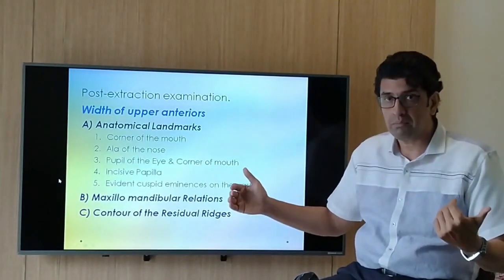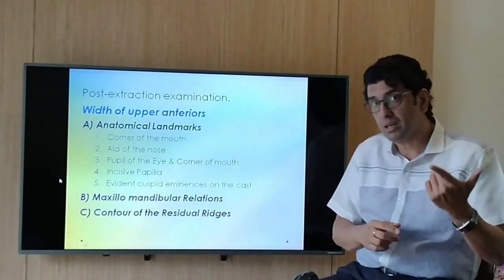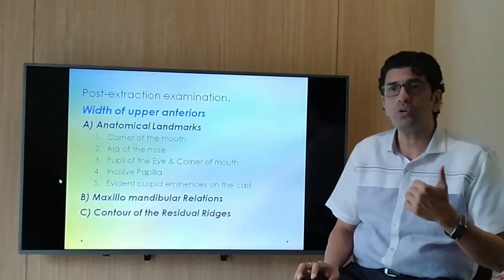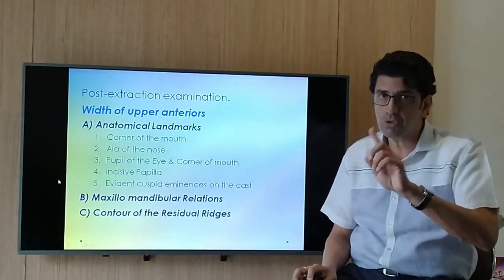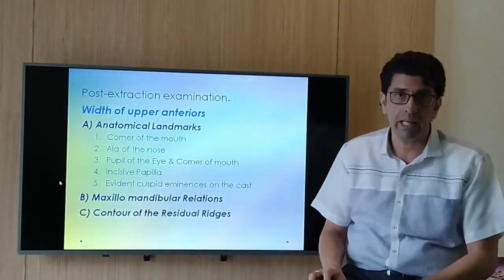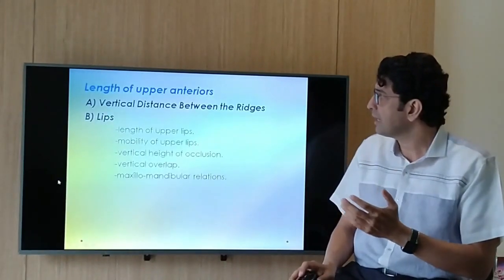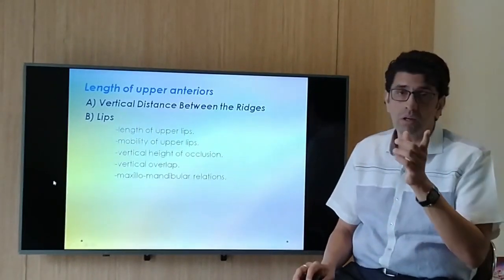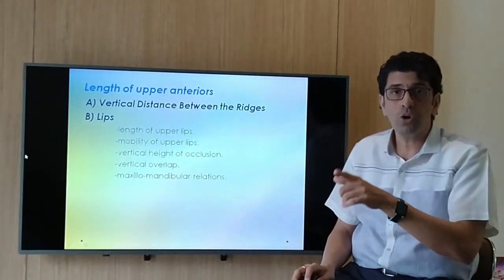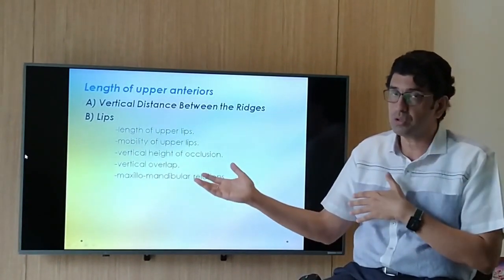That's regarding anatomic landmarks. Then you can use the maxillomandibular relations, and you can also use the contour of the residual ridges. So we're going to look at each one of them, but first of all we're going to look at the anatomic landmarks. Before I get there, let me tell you also about the length. So we talked about width, and those are the ones.